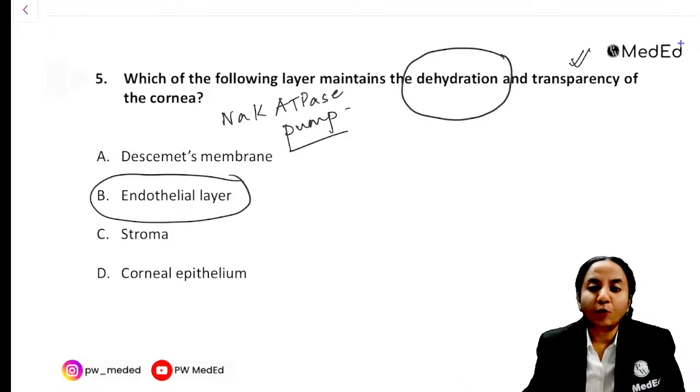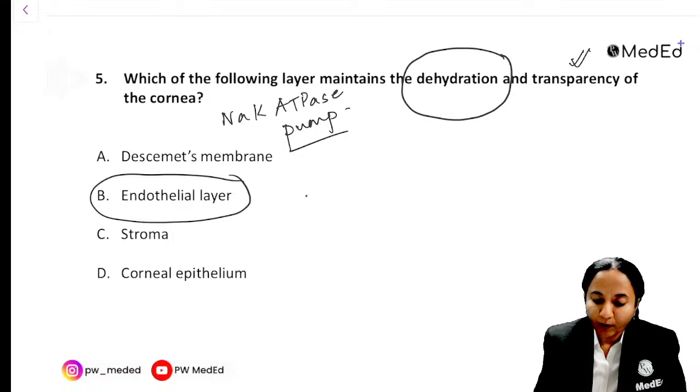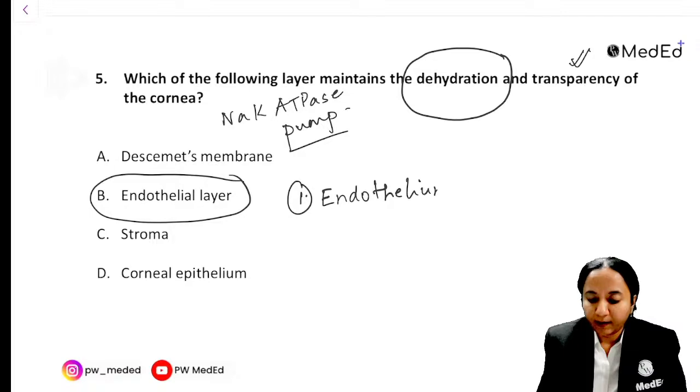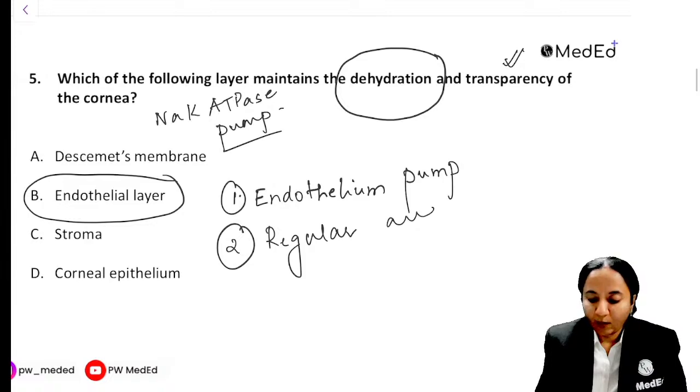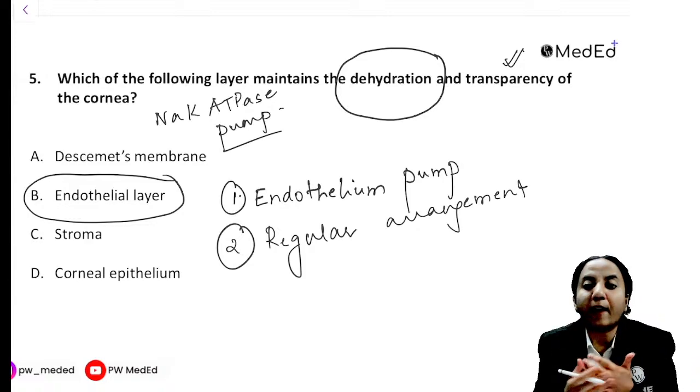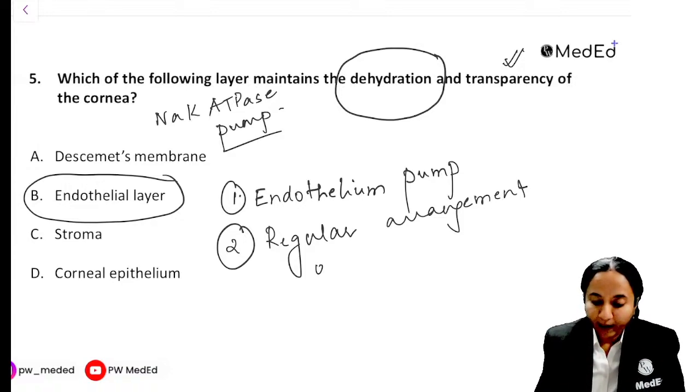Now I want you to quickly revise what are the other causes of corneal transparency. So one we have just read is the endothelial pump. So quickly tell me the other causes. Endothelial pump is one. The next one is the regular arrangement of the stromal fibers. This we must know like the back of our hand. Regular arrangement of the stromal fibers.